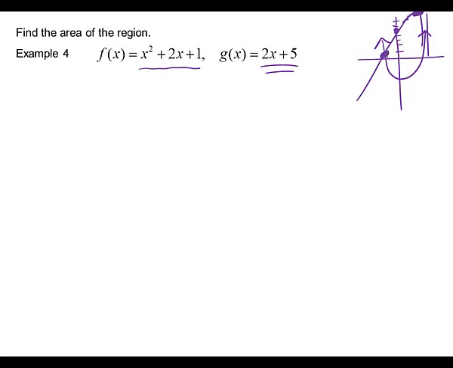So the first thing I need to do, there were 2 things that we did. We know we've got to do the top function minus the bottom function. So when I go to set up my integral, which function was on the top, f or g? g is on the top. The line's on the top, right? And we should know enough about algebra and graphing to figure out what's on the top and what's on the bottom. So I'm going to do the top minus the bottom, which is this, negative x squared plus 2x plus 5 minus x squared plus 2x plus 1, dx. But I have to figure out my limits.